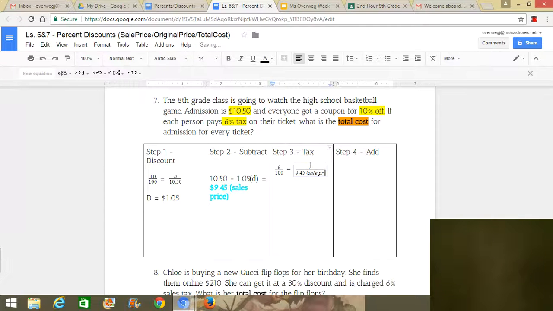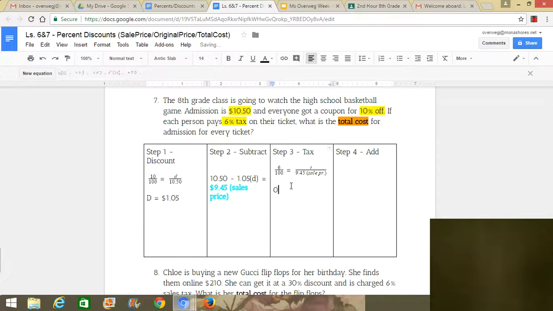I'm just going to do a PR for price to keep it all in one line, okay? So now what we need to do is we need to cross multiply and divide. So we're going to do 6 times $9.45 and divide by 100. So get your calculator and do that with me. 6 times 9.45 divide by 100. Oh, that is a weird decimal.